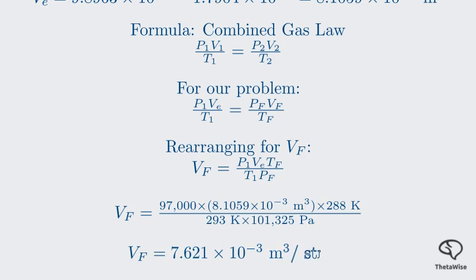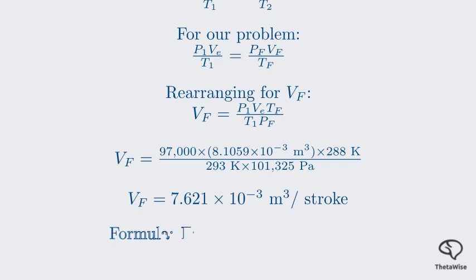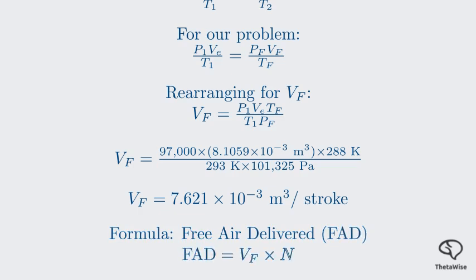0.007627. The difference is due to their rounding of VE. We'll use our more precise number. The last step is to multiply this volume per stroke by the speed of the compressor to get the volume per minute. The total free air delivered, or FAD, is the free air volume per stroke, VF, multiplied by the number of strokes per minute, N.